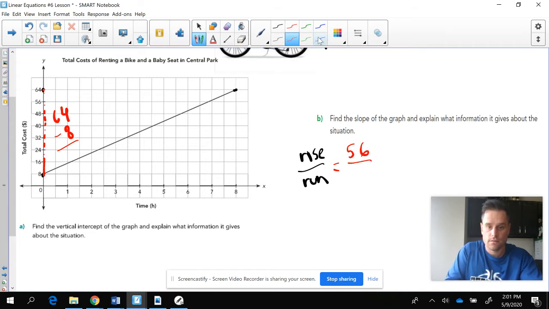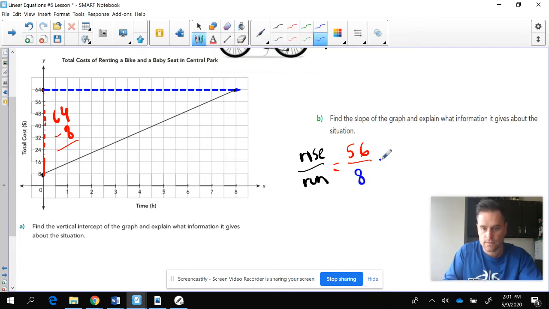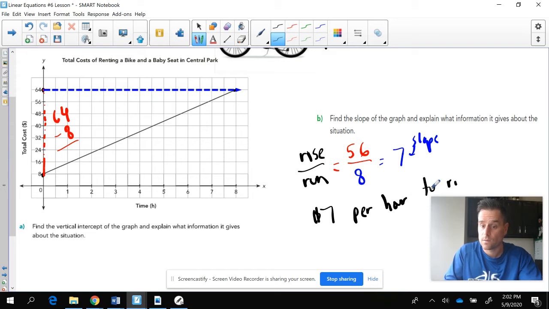And the run, I'm going to make this look pretty. The run is 8. And you guys see it's positive. So the answer is 7. The slope is 7. The question is, what does 7 really mean? It's a relationship. Remember, slope is always a relationship, rise over run. So it's the relationship of the cost per hour. So 7 stands for $7 per hour to ride the bike.